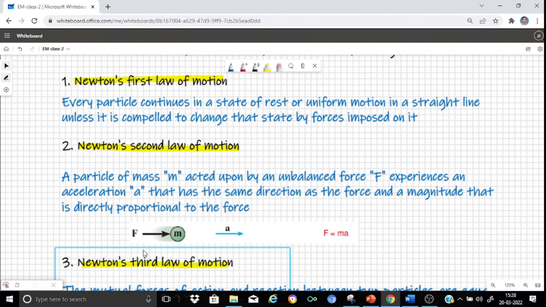Referring to this simple sketch, here a particle of mass m is subjected to an unbalanced force F. And as per Newton's second law, it starts experiencing an acceleration, the direction of the acceleration being exactly the same as the direction of the force, and the magnitude of the force F required to accelerate the particle by an amount A is obtained from the relation F equal to m into A.